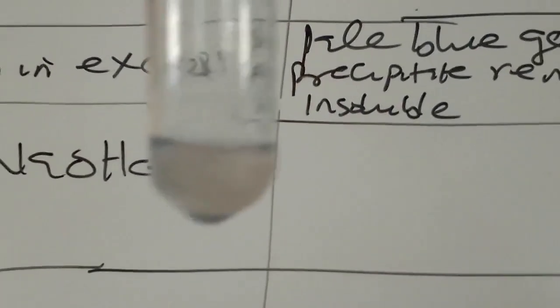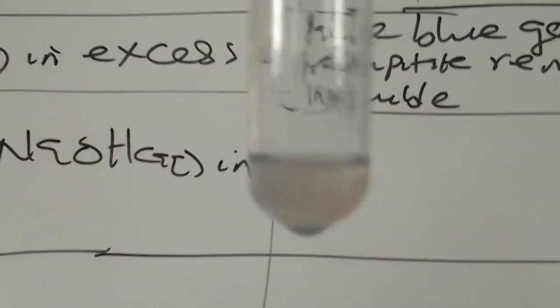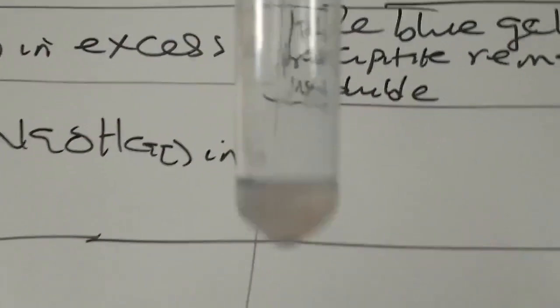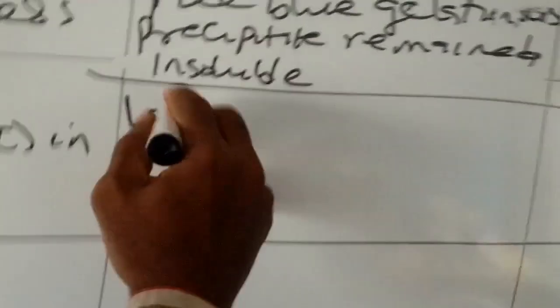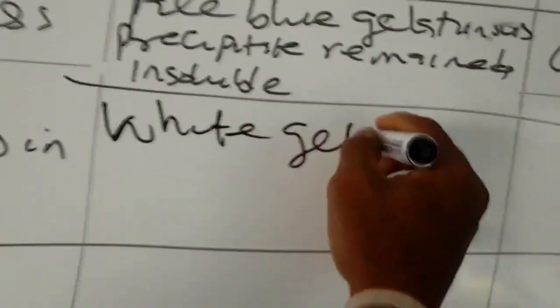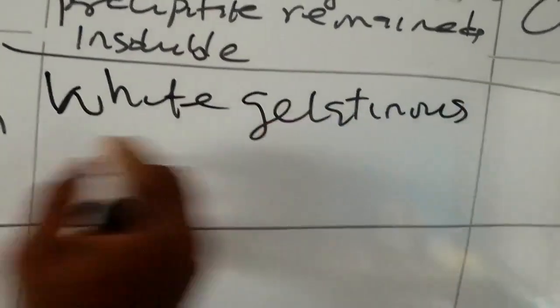You will look at the inside of the test tube. It appears cloudy or milky in color. It's not pure white. This is white, but that white looks like a gel. It's called white gelatinous precipitate. There are some solids formed inside. So we go to the board and write under our observation: white gelatinous precipitate formed.